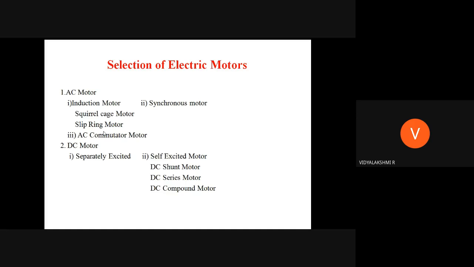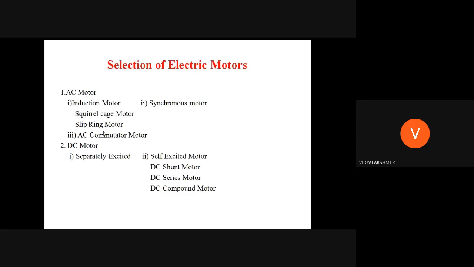The induction motor is further classified into squirrel cage induction motor and slip ring induction motor. Here I have talked about the squirrel cage induction motor, which I have chosen. From my point of view, the squirrel cage induction motor can be used for applications with low starting torque. Low starting torque means it can be used where the speed is very low compared to other types of motor. If it is high starting torque, it can run at a high speed.